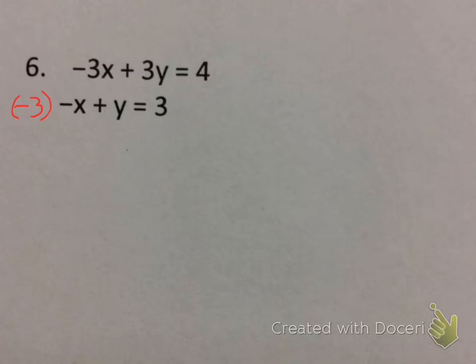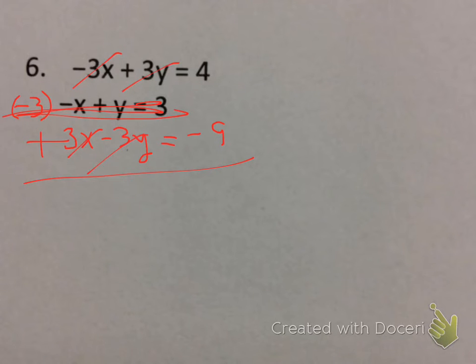Negative 3 times a negative x is a positive 3x. Negative 3 times a y would be a negative 3y. And a negative 3 times a 3 would be a negative 9. I'm going to cross through that one to remind myself I'm not using it when I add straight down. And I'm going to add negative 3x plus 3x cancels.